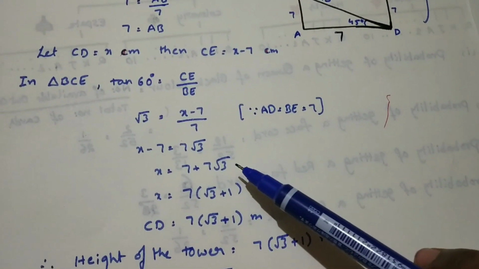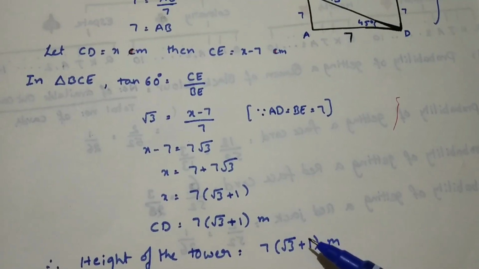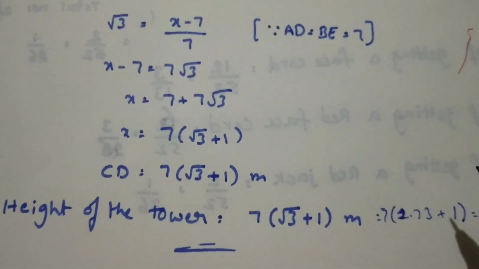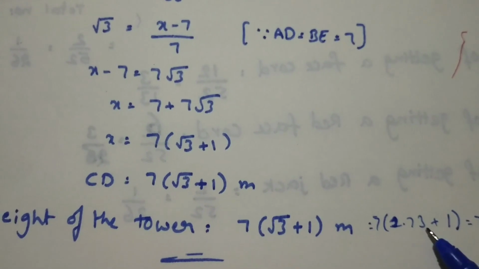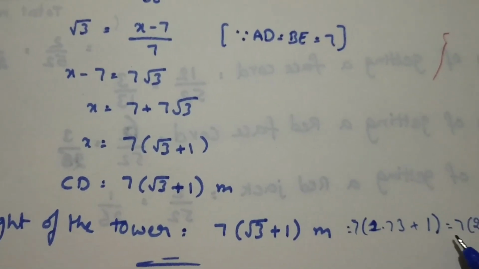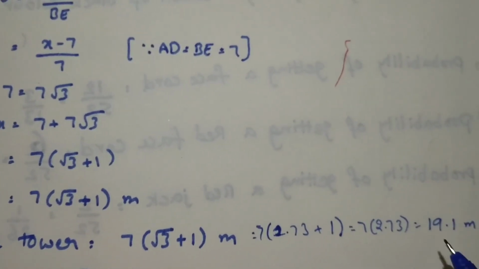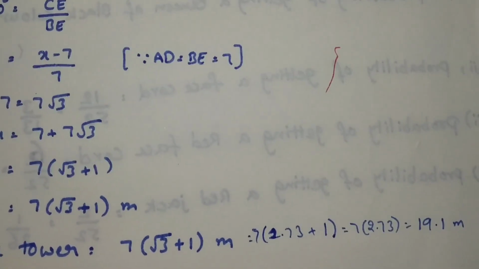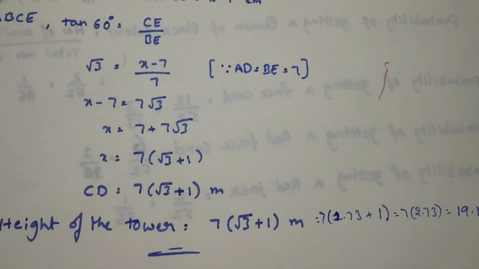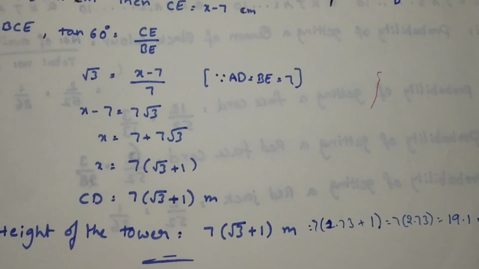If you do cross multiplication, you are going to get the height of the tower equal to 7 into root 3 plus 1. Substitute root 3 is equal to 1.73. So 7 into 1.73 plus 1 you are going to get 2.73 into 7. So 19.1 meters you are going to get. So the height of the cell tower is equal to 19.1 meters.